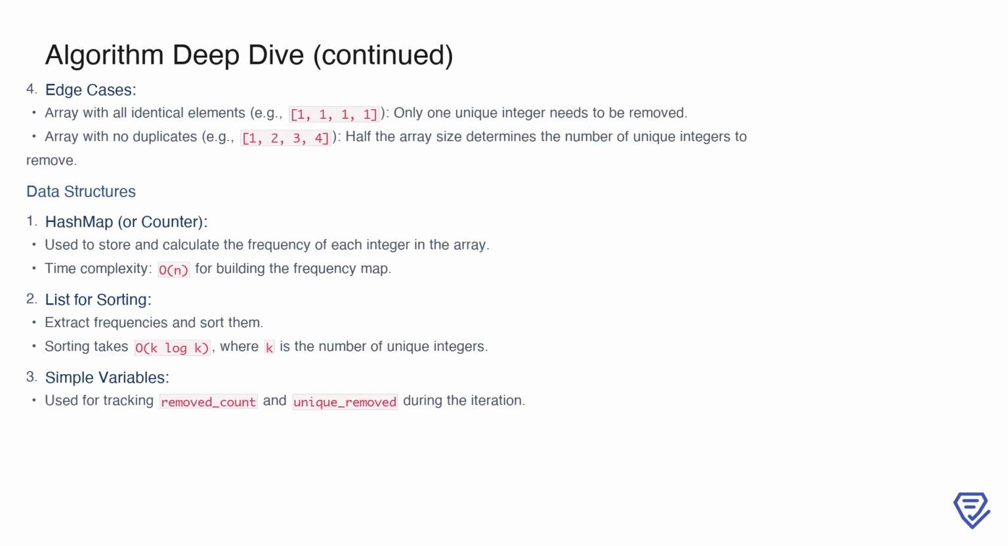It's important to consider edge cases to ensure the algorithm is robust. For example, if the array contains all identical elements, such as 1, 1, 1, 1, only one unique integer needs to be removed.